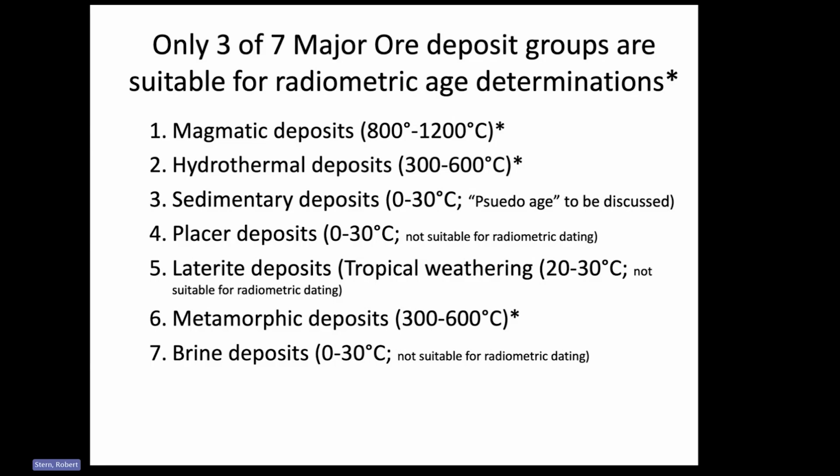Placer deposits, no, these are just lying on the ground. They don't tell you anything. Laterite deposits, we don't have anything that can date them. Metamorphic deposits, they get up high enough, and that's something that we could date. And finally, brine deposits, these are generally not very suitable for radiometric dating, but people are always trying to find applications for these kinds of systems.